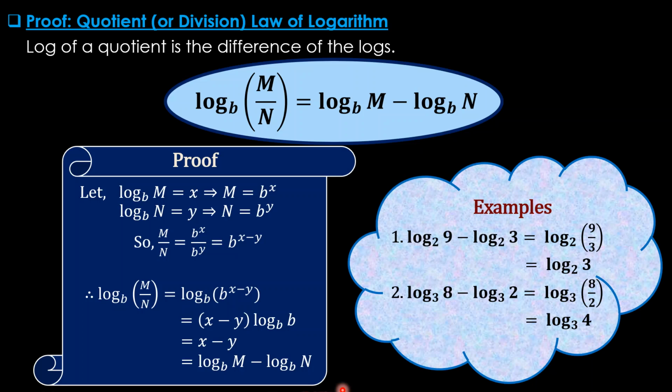Examples here: log 9 minus log 3, both bases are the same, 2. So we can write it in this form, log 9 over 3 to the base 2, which is log 3. Another example, log 8 to the base 3 minus log 2 to the base 3 equals log 8 over 2, which is log 4.